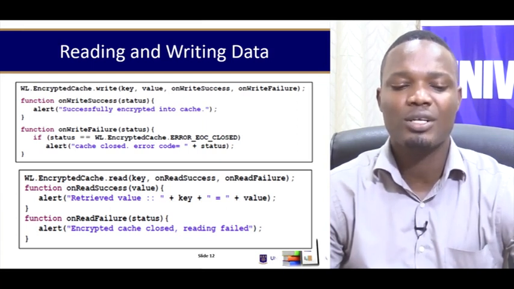To read from the WL encrypted cache, we will use the WL encrypted cache.read. Here we also provide the key, the on-read success callback, and then the on-read failure callback.